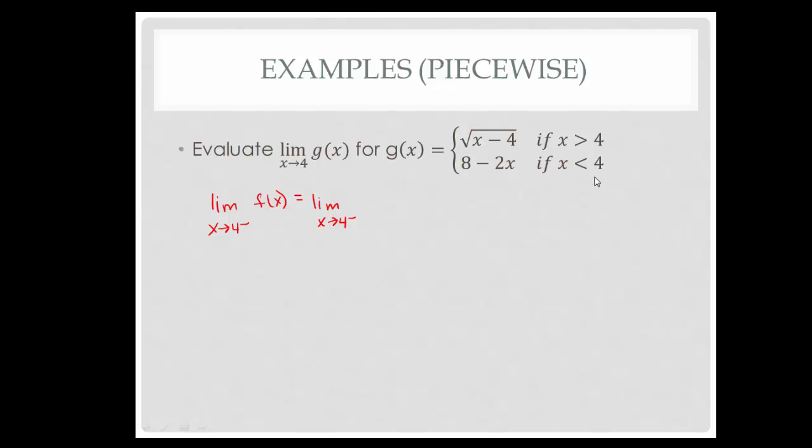Notice this is where x is less than 4, so we're going to use 8 minus 2x. And again, that's a polynomial, so it's eligible for direct substitution. So it's 8 minus 2 times 4, also known as 0.